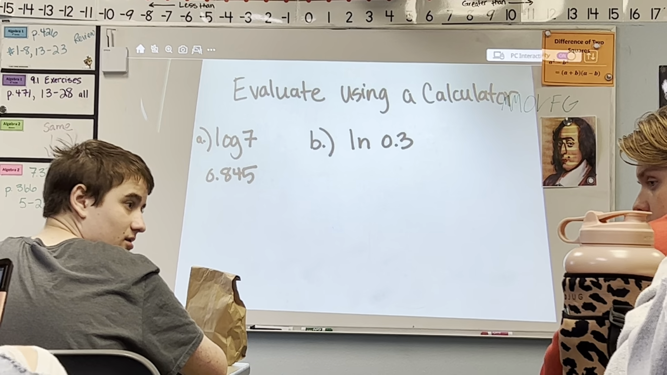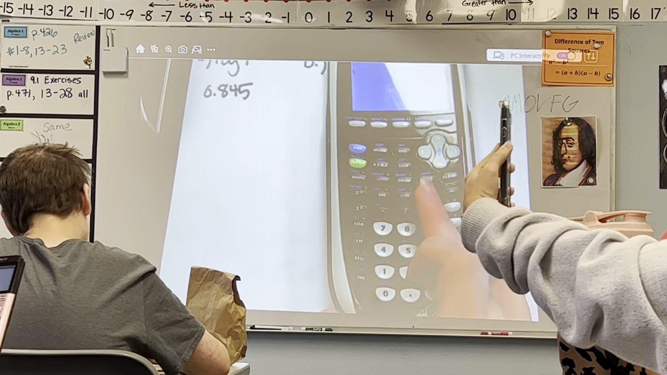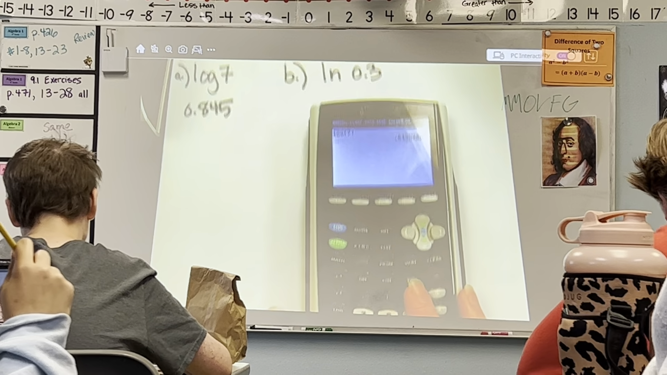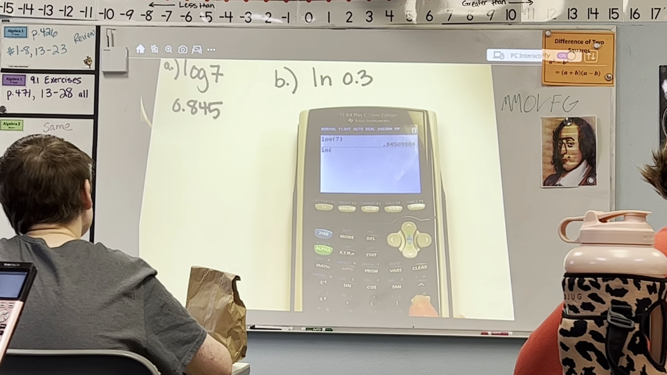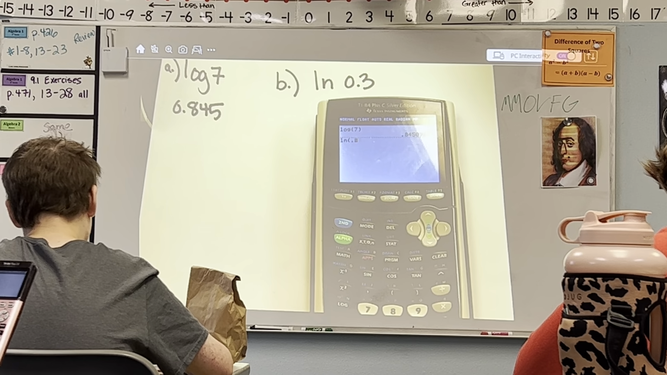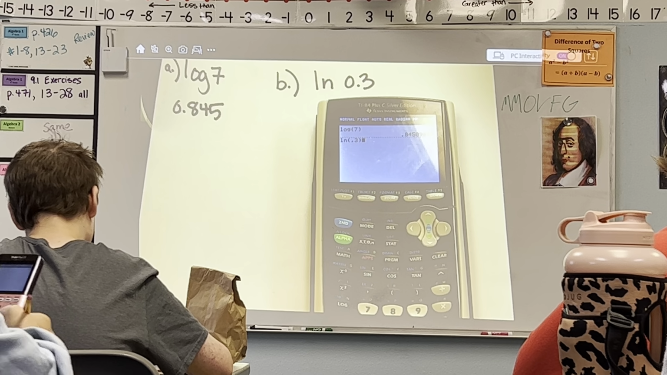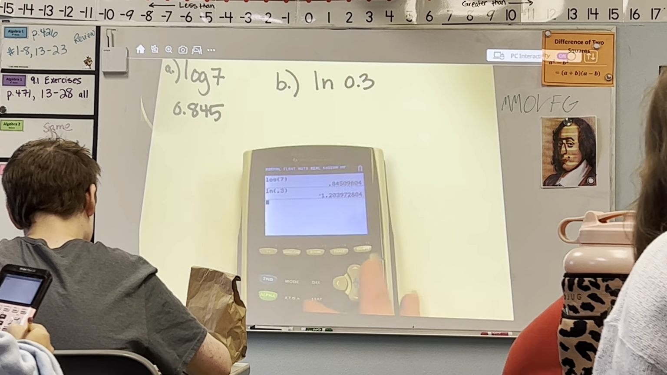Natural log. Evaluate it with your calculator. Find the natural log button. It's under log, right here. Natural log of 0.3. Close your parentheses. Enter. Negative 1.204.